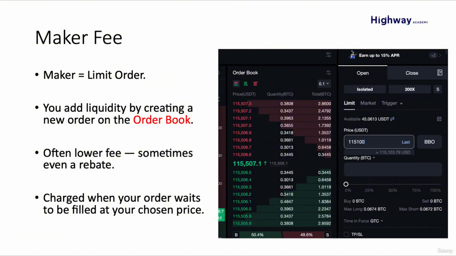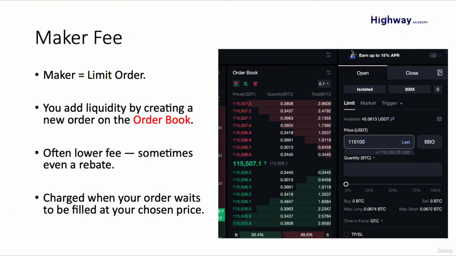Next, we have the maker fee. A maker means you are placing a limit order. You're adding liquidity to the order book by waiting for your chosen price. Maker orders usually have a lower fee, and some exchanges even give you a rebate, meaning you earn a small credit for providing liquidity. You'll be charged the maker fee only when your order is matched and filled on the book.